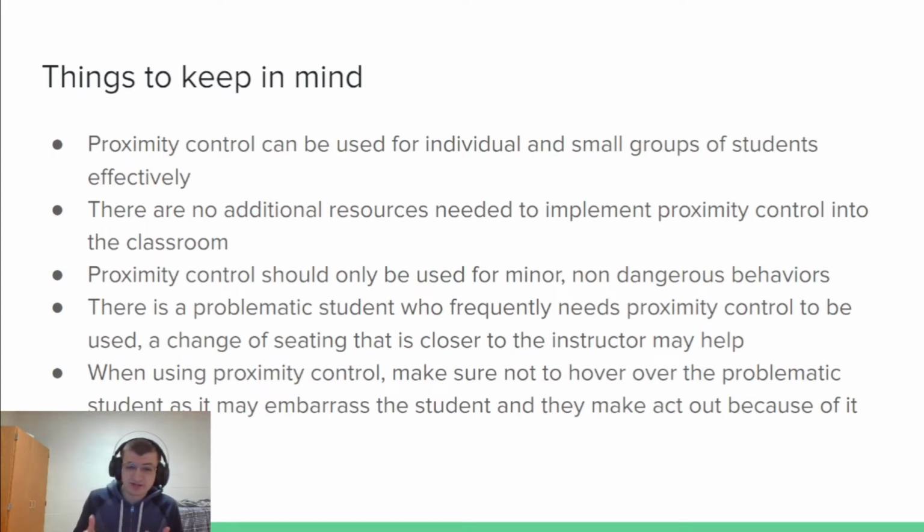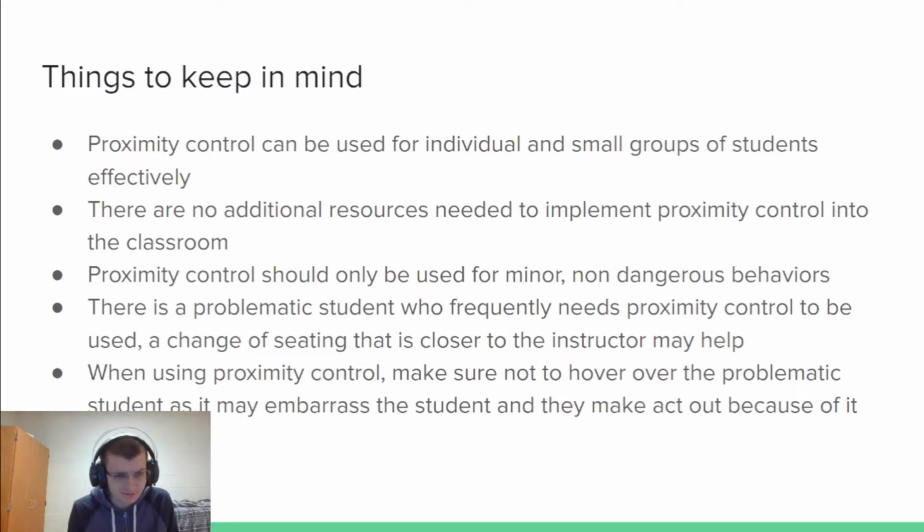Sometimes there is a problematic student, and if you have that problematic student who frequently needs you to be there using that proximity control, an option is to instead change seating so that they're closer to the instructor. That way you don't have to move so far for the proximity control. There's almost consistent proximity control going on. Note this is only for those who frequently need that extra reminder, that extra behavior management, and should not be used for many people.